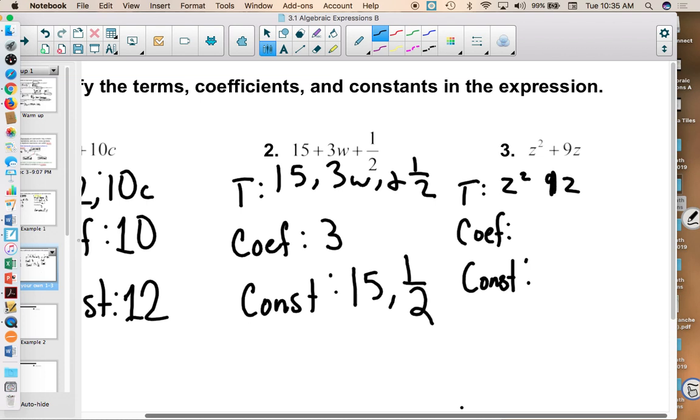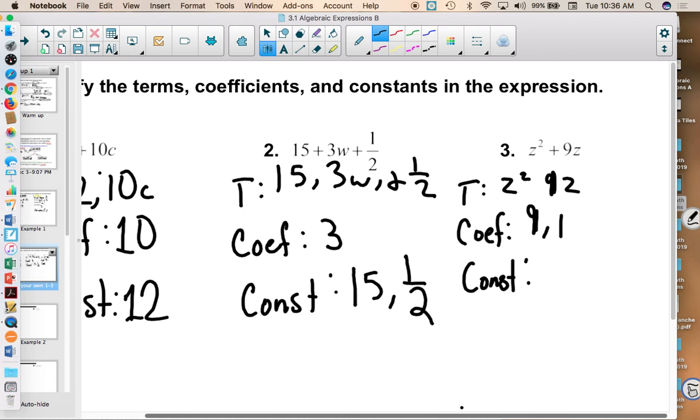He says z squared and 9z. Thumbs up or thumbs down? Are we good, kiddos? Good. Coefficients. He says 9 and 1. Do you agree? Thumbs up? Good. Keep going. What's your constant?